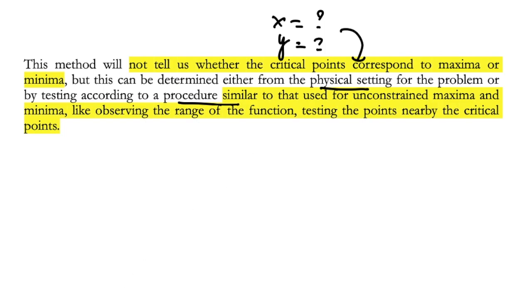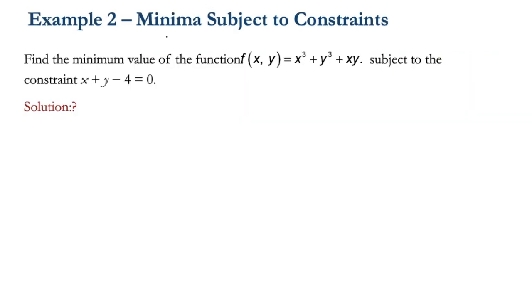Now let's go straight to the example. Let's look at the first example: minima subject to constraint. So we have the function here, and then we have the constraint here. So write down the Lagrangian function first. This is the first step. Call it capital F as a function of x, y, and lambda, which is basically this one subject to this. You see here, we set it equal to 0.